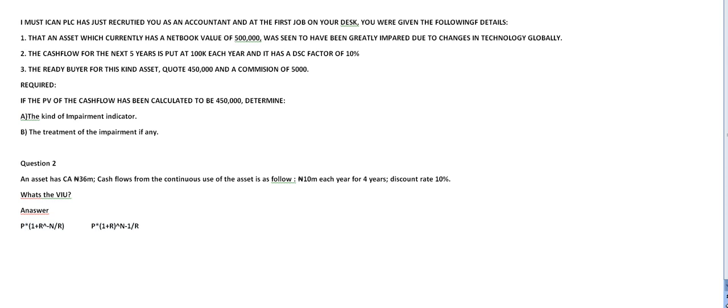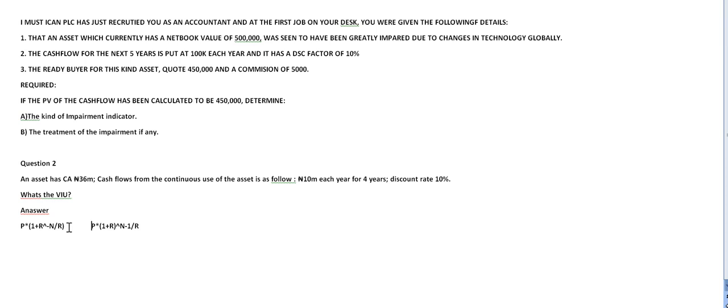So this is an annuity formula. It's either you use the first one or you use the second one. P stands for principal, 1 stands for 1, R stands for rates, N stands for number of years, and this R also stands for rates. Now it's either you do it this way, 1 plus R raised to power minus N, or all of this one that is in bracket divided by R.